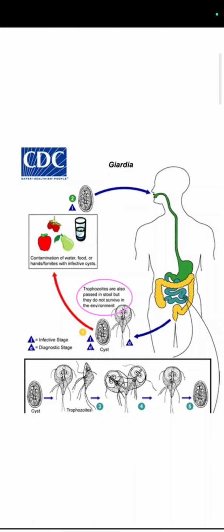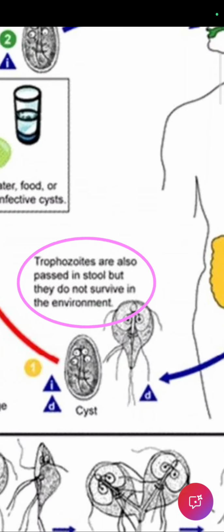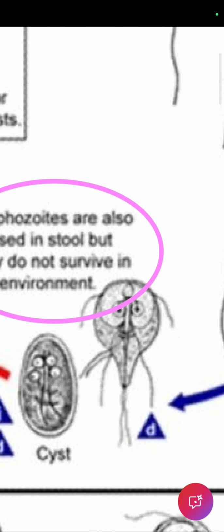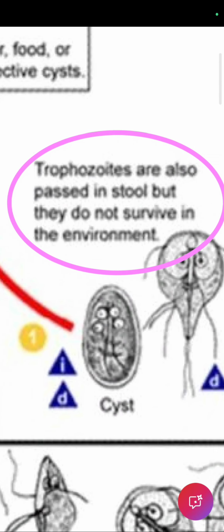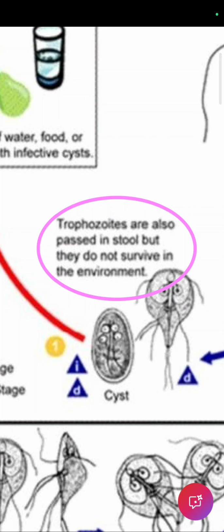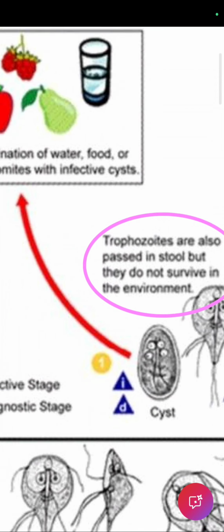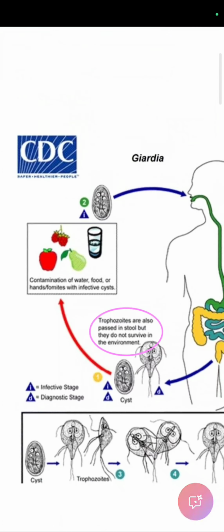Next we have Giardia. If they give you the cycle of Giardia, you should be able to see this trophozoite form, a very classical image. Another important point about it is that the trophozoites are passed out into the stool, but they do not survive in the environment. It's just the cysts that survive and continue the life cycle.